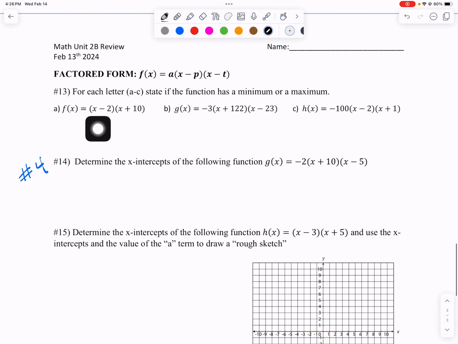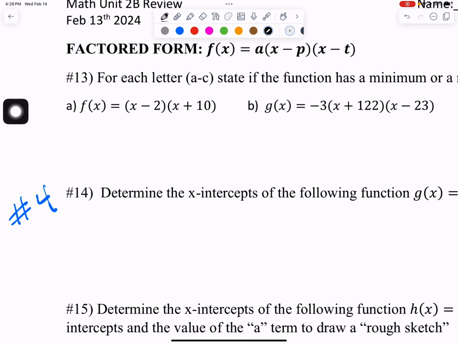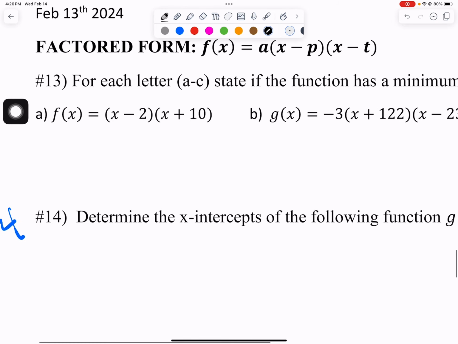Moving forward, factored form, f of x equals a, and then x minus p, x minus q. For each letter a through c, tell if the function has a minimum or a maximum. Let's just go ahead and work through it. We're going to be looking for the a value here. Again, we have our a value. Is that a positive or negative? Yes, that a is positive. So what is our function going to do? Yes, it's going to smile, and that will give us a minimum.